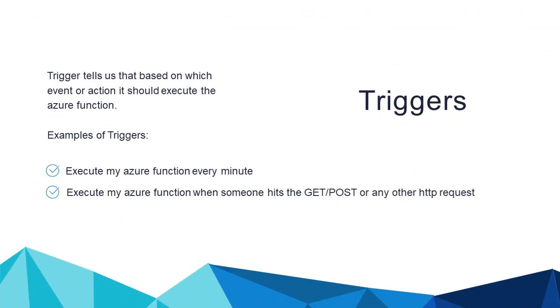Triggers. As we know, triggers tell us based on which event or action it should execute the Azure Function. Let's see some examples of triggers. If I want to execute my Azure Function every minute, then I will use a timer trigger Azure Function. If I want to execute my Azure Function when someone hits a GET, POST or any other HTTP request, then I will use an HTTP trigger Azure Function.